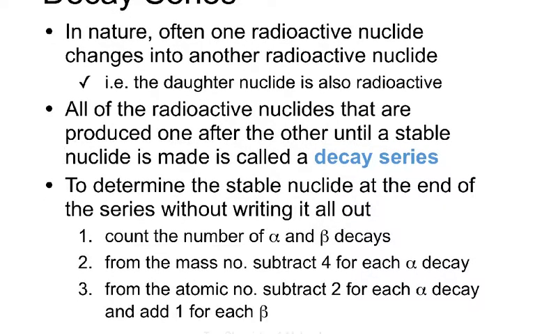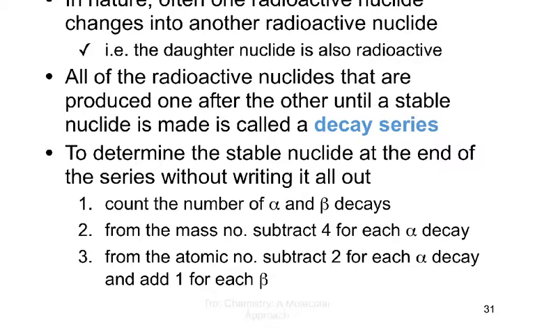All right, but we should talk about a decay series. We often get one radioactive nuclide that changes into another radioactive nuclide. So the daughter nuclide is also radioactive. And so what we get is kind of a cascade that's called a decay series, where we get radioactive nuclides produced one after the other until we hit something stable.